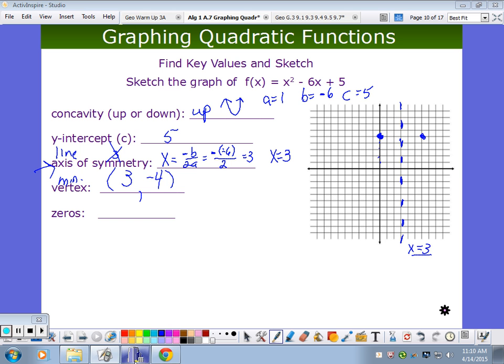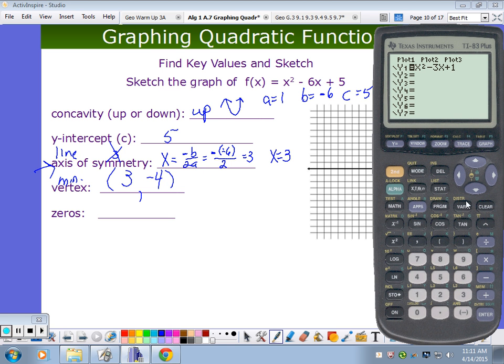The other way is to go to y equals, clear out what you had there, and type in x squared minus 6x plus 5. Did I make a mistake? I plugged the 3 in here, and I had the calculator do it. But let's check another way.